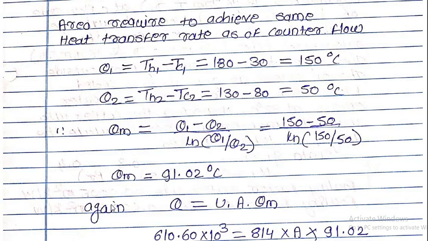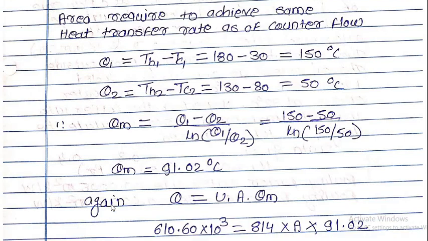Again, we know that in case of a heat exchanger, the total heat transfer by the heat exchanger is given by Q is equal to U multiplied by A multiplied by theta m. The U value is known, the Q value is known, theta m is known. We can easily find out the area.